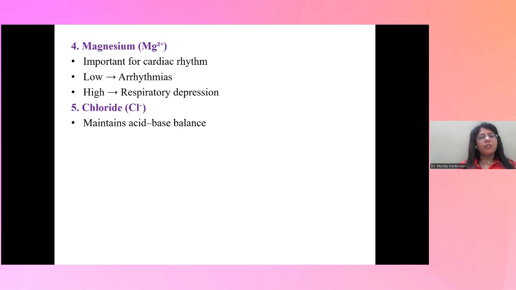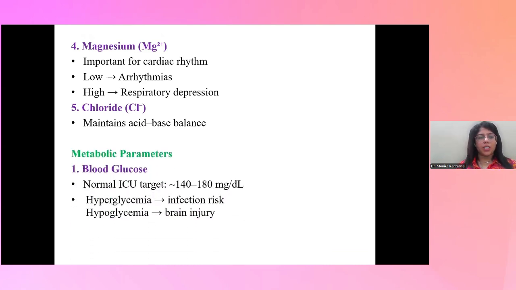Now, magnesium is important for cardiac arrhythmia. If the patient has low magnesium, the patient is at risk of arrhythmias, and if the patient has high magnesium, the patient is at risk of respiratory depression. Now, the fifth electrolyte which is important for you to know is chloride. As you all know, it maintains the acid-base balance, and any deviation in chloride will result in acidosis or alkalosis in the patient.